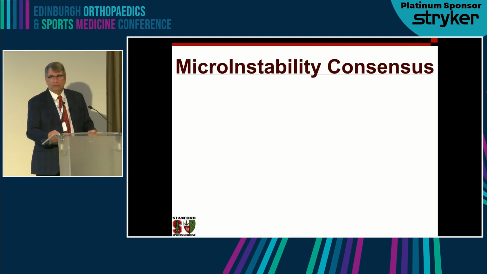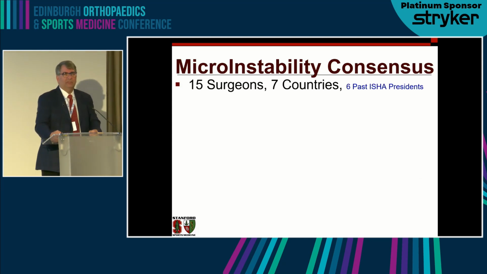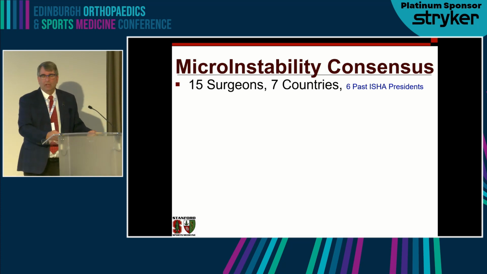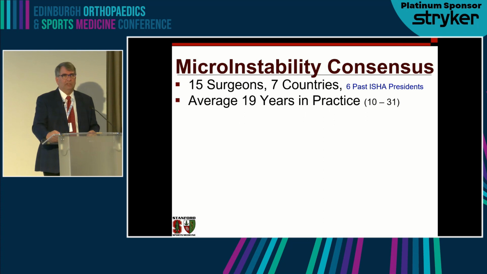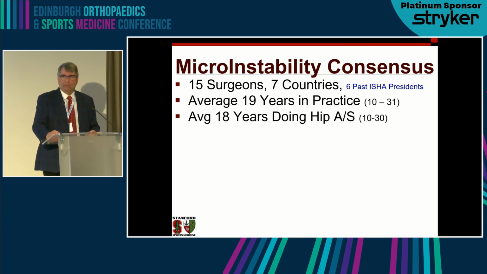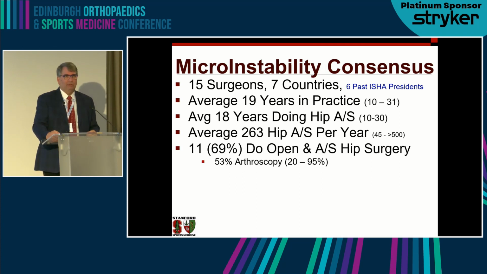And so this was a study we did with Ian when he was at Stanford with me. We had 15 surgeons via Zoom from 7 countries. 6 of them were past ISHA presidents. Average years in practice, 19. They'd been doing hip arthroscopy for an average of 18 years, minimum was 10, doing an average of 263 hip scopes a year. So high volume people that see a lot and treat a lot of instability.